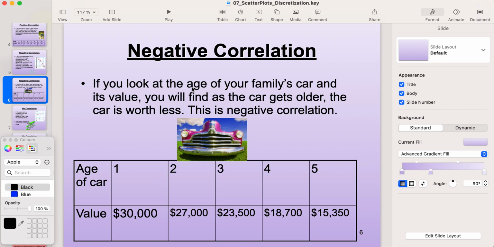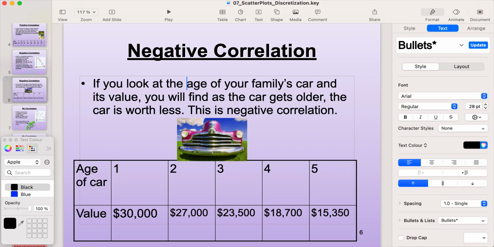To see a real-life example, the age of a car and its value. When the car gets older, the car costs less. This means the one parameter or one attribute value, the age of the car, is increasing, but the value of the car is decreasing. So this is a negative correlation.